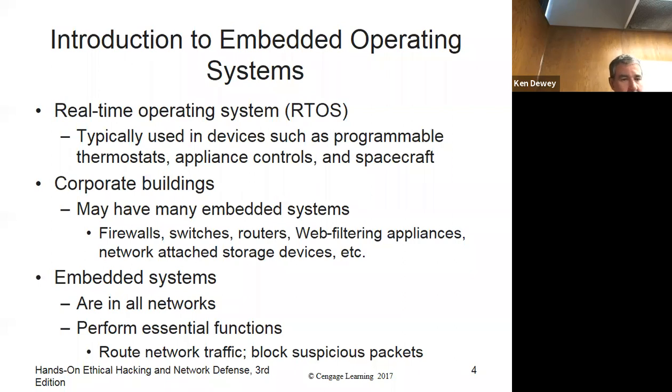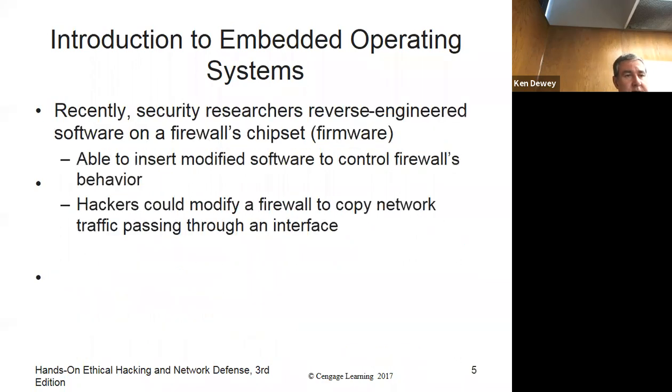Firewalls, all those have OSs built in them. Cisco routers. I mean, in forensics, you did a project where you connected into a Cisco router. That was an embedded OS. Switches, routers, applications, just all kinds of stuff. You just don't realize some of them that are out there.